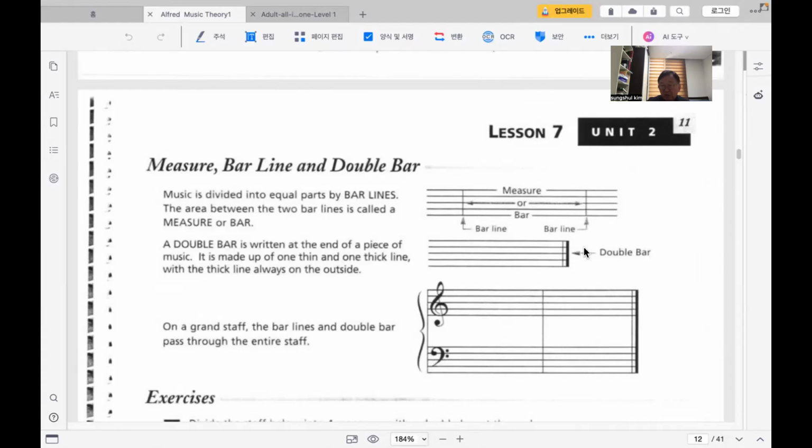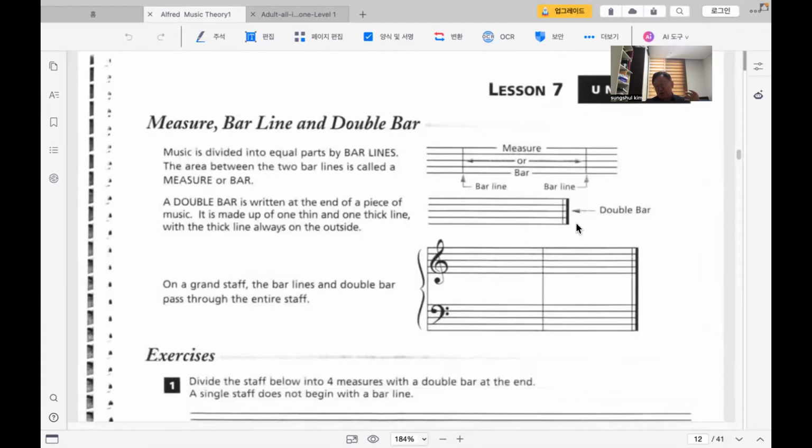Also, a double bar is written at the end of a piece of music. It is made up of one thin and one thick line, with the thick line always on the outside. Inside, thin line; outside, thick. This marks the end of the piece of music.